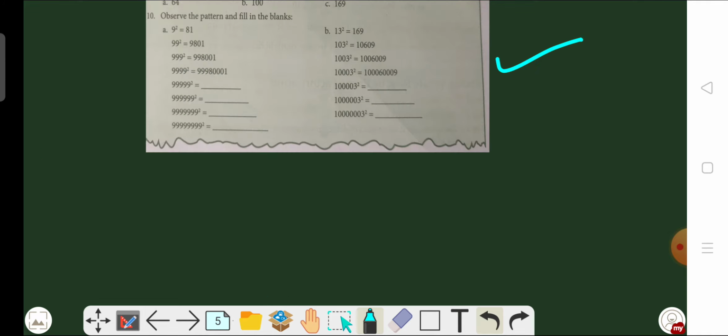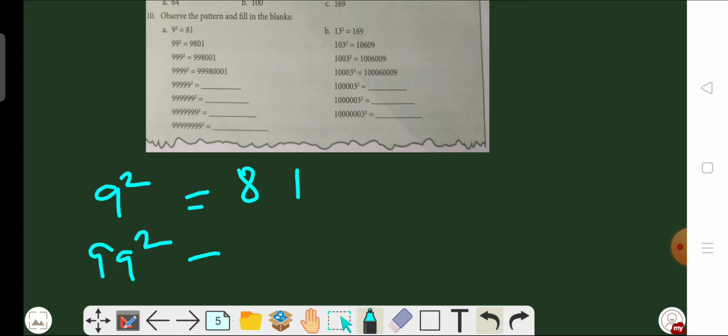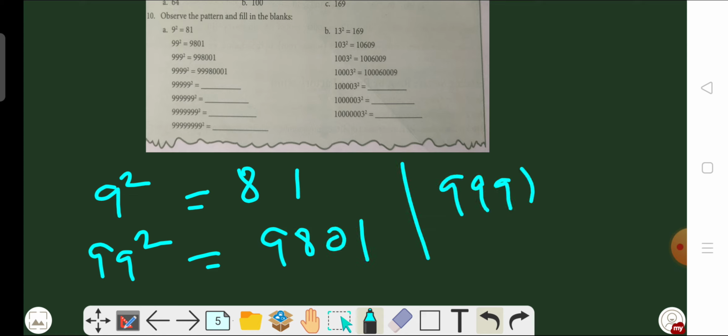Look at this question, beta. Observe the pattern and fill in the blanks. Firstly we have to observe the pattern and then we have to fill in the blanks. Okay. So what is the pattern here? In A part, 9 square is equal to 81, 99 square is equal to 9801, and 999 square is equal to 998001. Okay, beta.